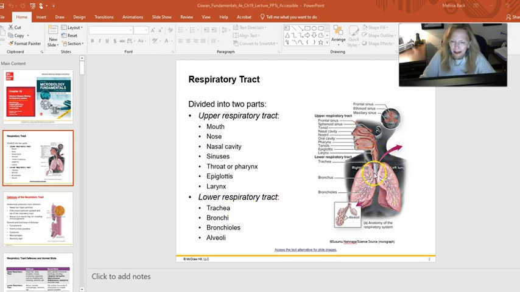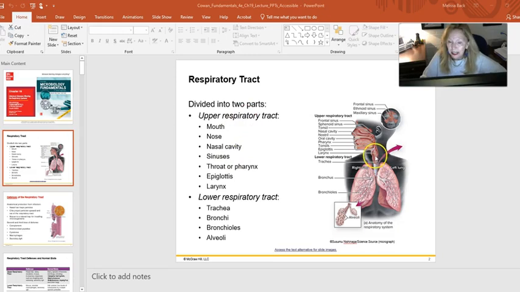The trachea, then the bronchi: the primary bronchi are where the trachea first divides to the right and left, then the secondary bronchi, tertiary, and then the smaller structures called bronchioles, and eventually even the alveolar level, which are the microscopic air sacs where all of the exchanges are occurring.